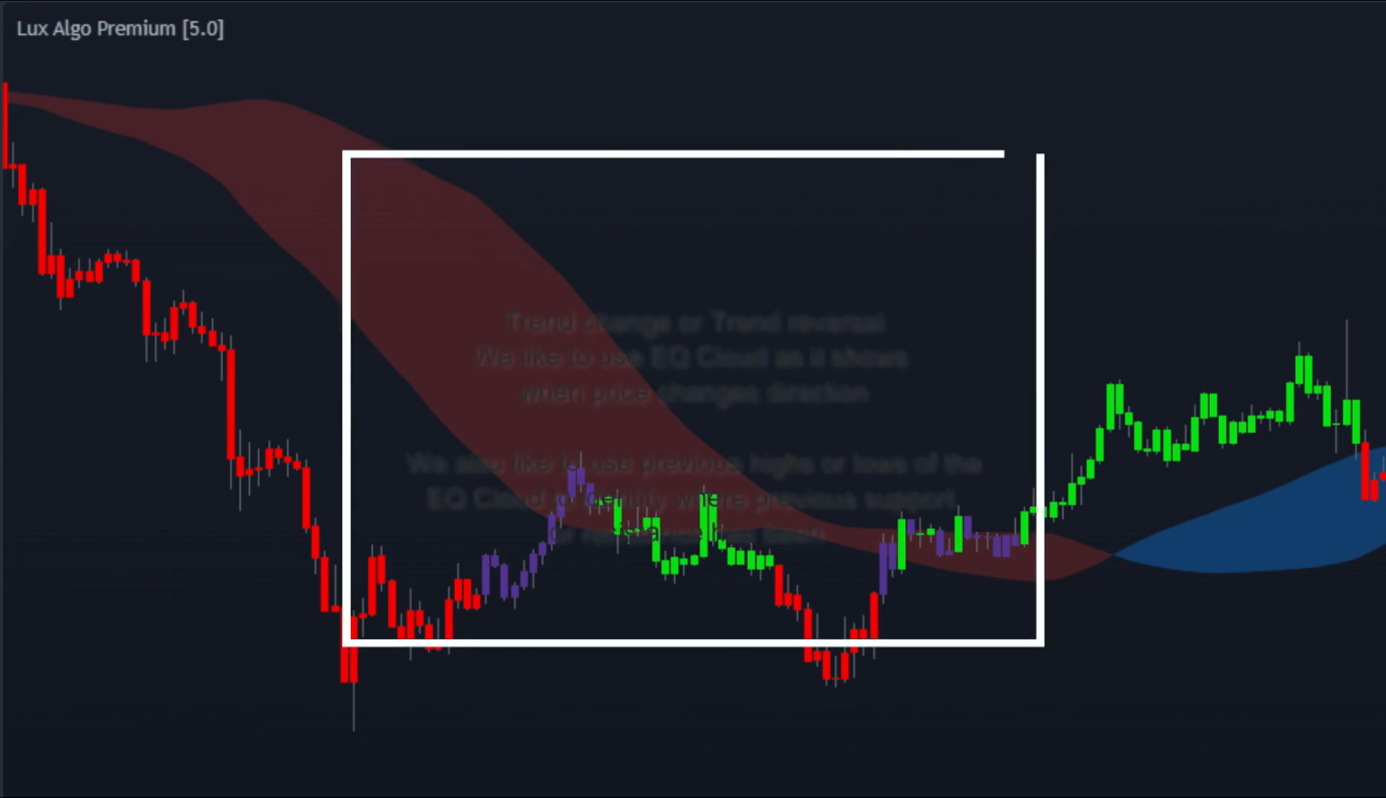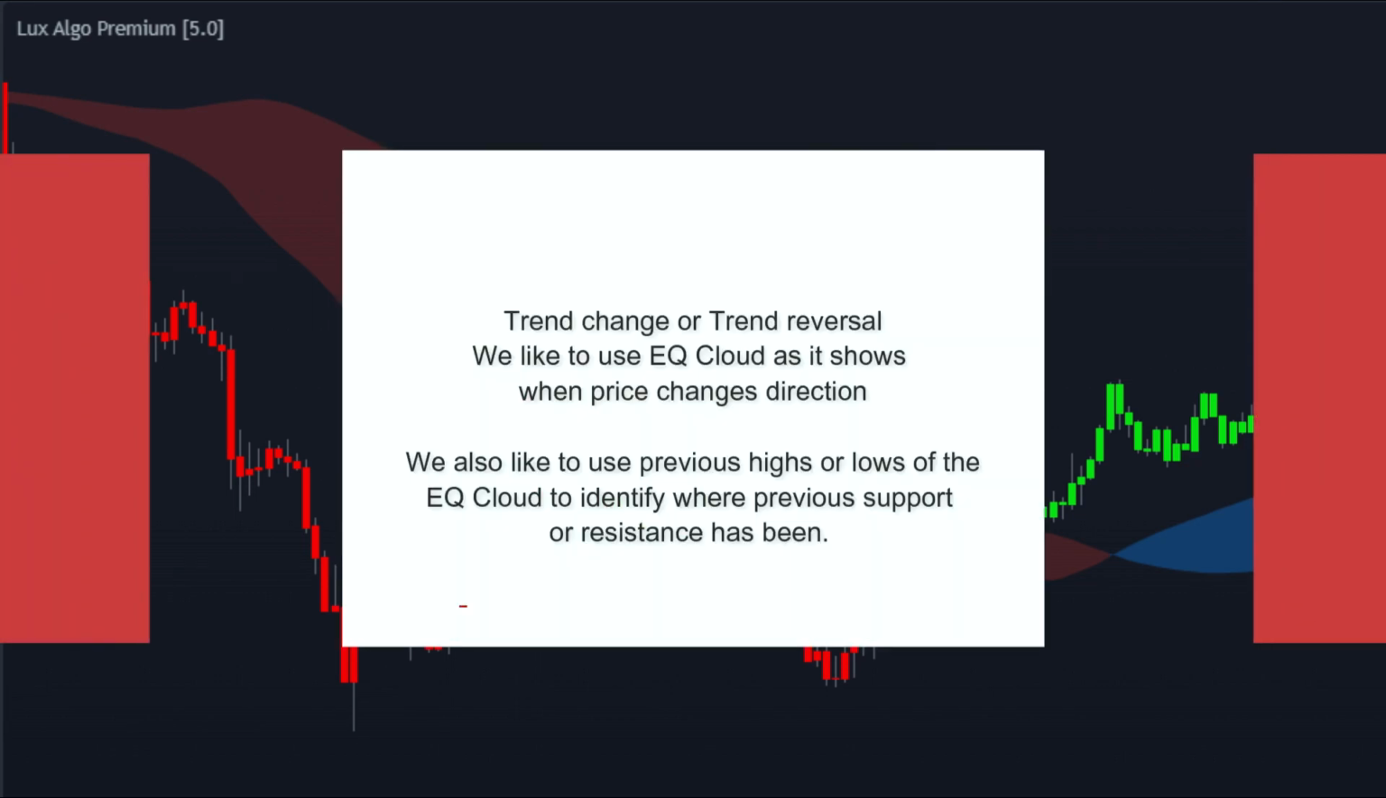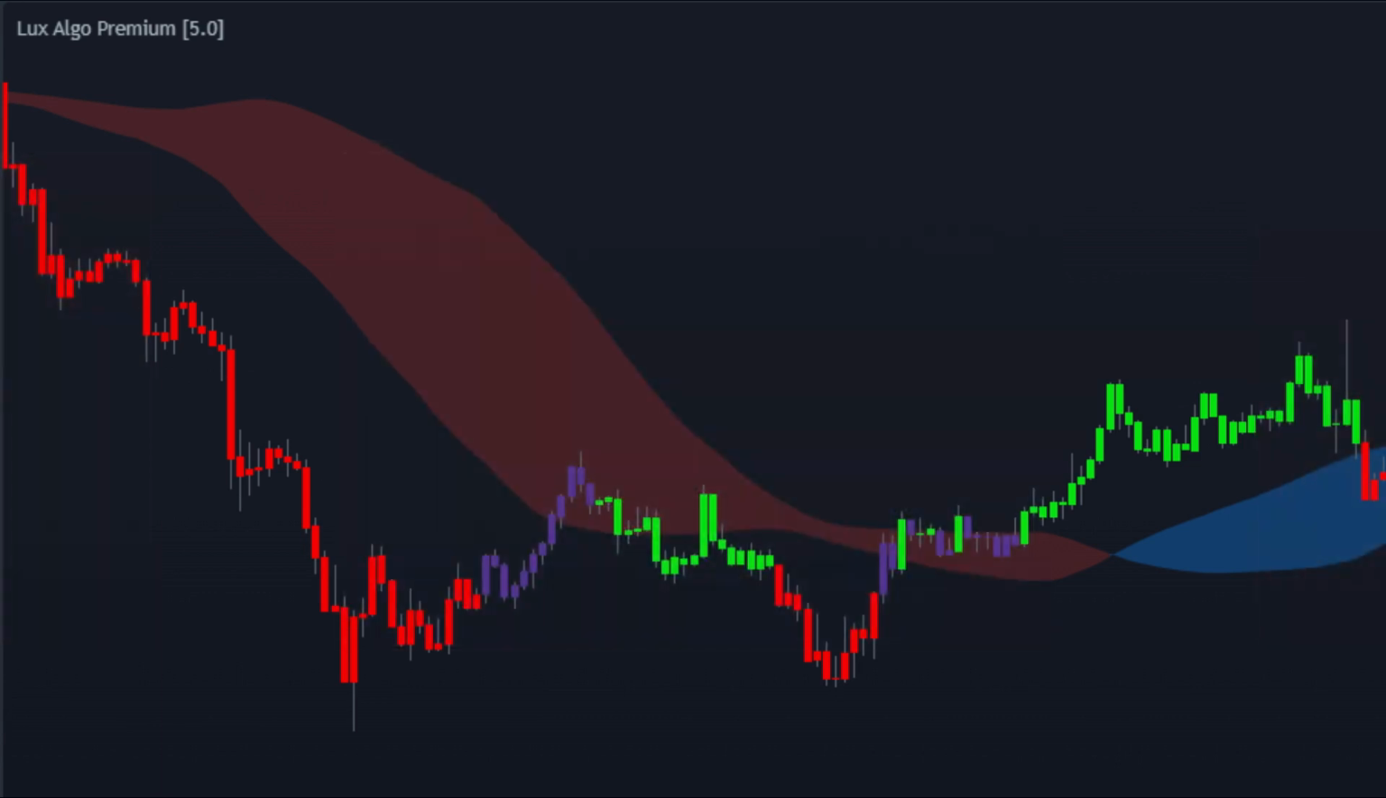When looking for a trend change or trend reversal, we like to use the NeoCloud as it shows when price changes direction. We also like to use previous highs or lows of the NeoCloud to identify where previous support or resistance has been, giving an indication where we may face support and resistance again in the future.